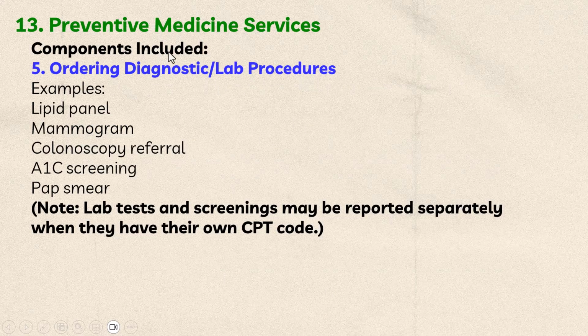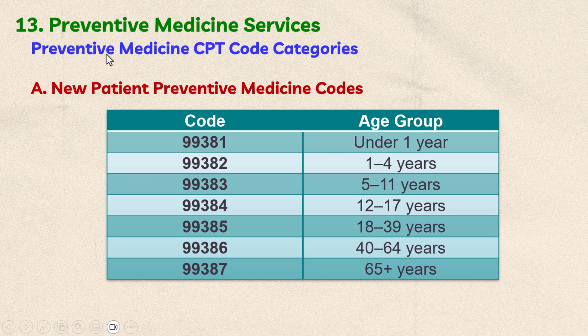Number 5, ordering diagnostic or lab procedures. Examples: lipid panel, mammogram, colonoscopy referral, A1C screening, and pap smear. So here you have to note, lab tests and screening may be reported separately when they have their own CPT code. Let's go to the preventive medicine CPT code categories.